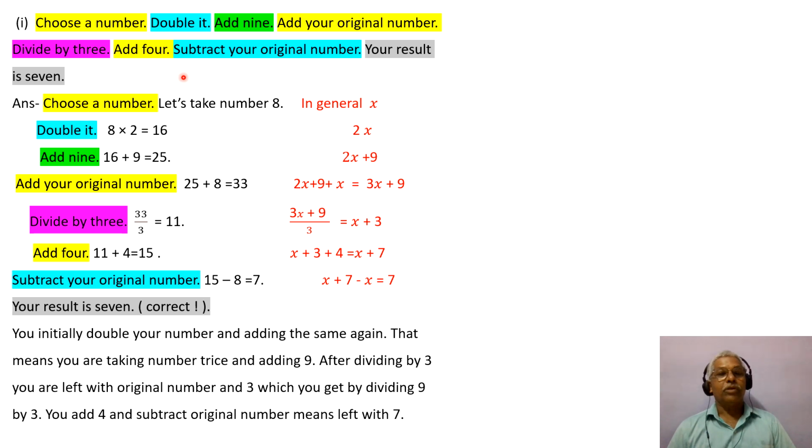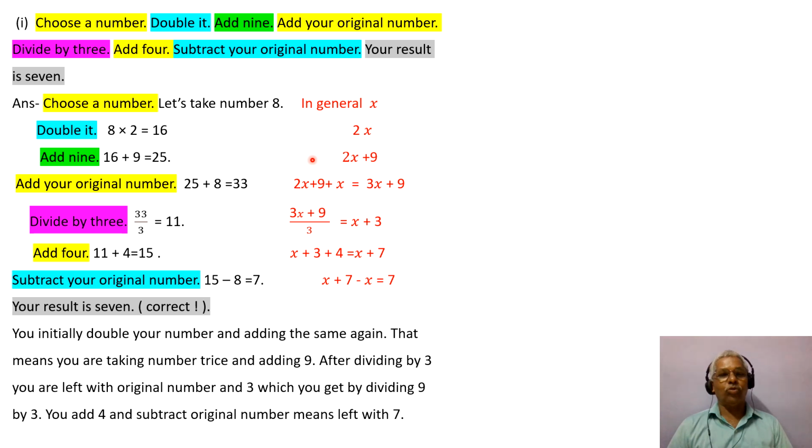Next is subtract your original number. Now you are subtracting your original number. 15 minus 8 is 7. You are left with 7. And here, x plus 7 was your answer. You are subtracting the original number, minus x, so you are left with again 7 after cancelling this x and x. So the last one is, your result is 7. Correct. Yes, here also 7.